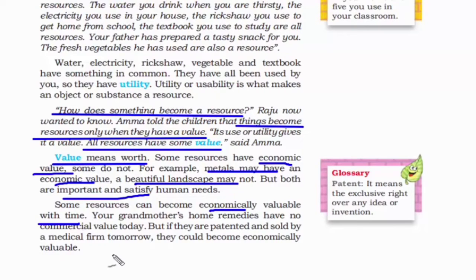Another good example is if your grandmother says, "Eat this. This will help you get rid of your cold." You will not go and question her about the scientific logic behind it, because it's a home remedy which has been used for years and years. But if you patent it, register it as a medical procedure or make a tablet out of it, it can become economically valuable because you're going to sell it.